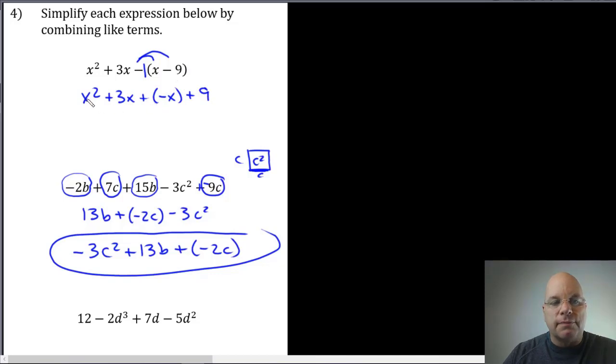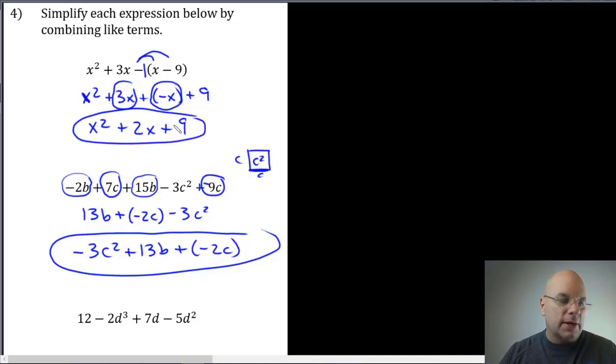Okay, so here I have x squared is the only term that has x squared in it, so it's just going to be x squared. These two terms are like terms, the 3x and the negative x. Those like terms can be combined for 2x. And then finally I have the constant term 9. So x squared plus 2x plus 9 would be the simplified expression.